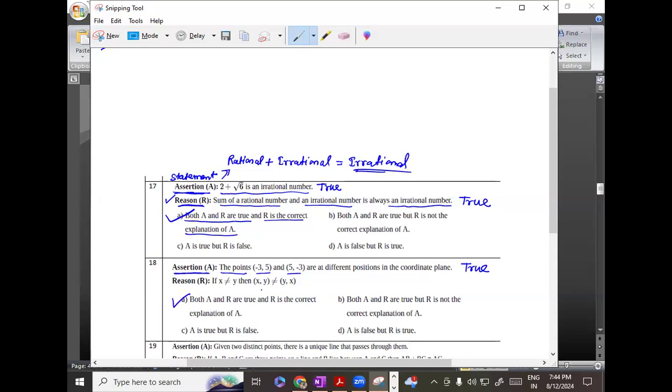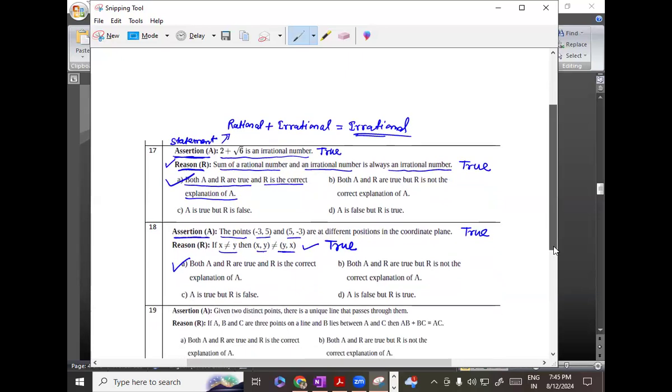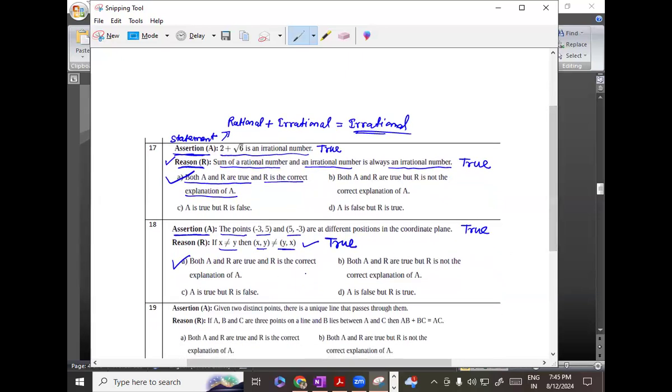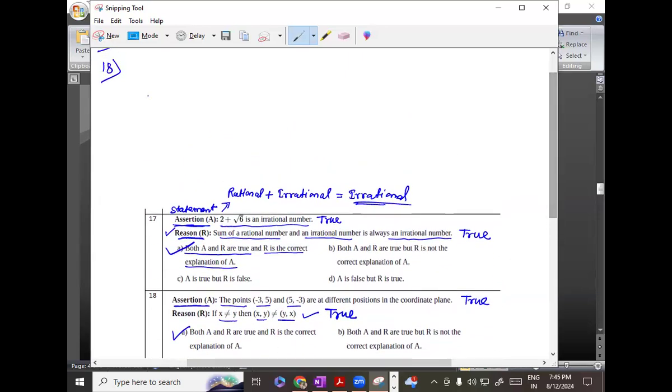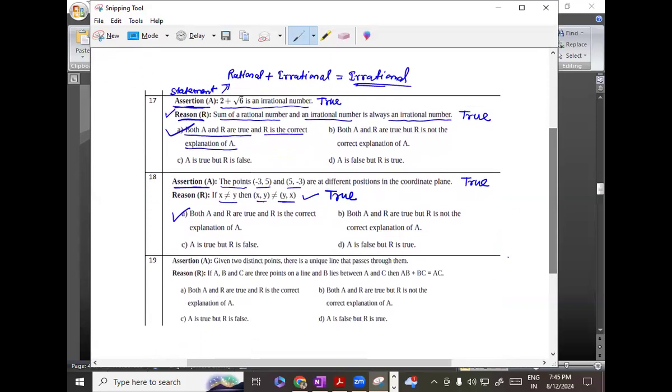Yes, sir. Why? Because here X is not equal to Y. Because here -3 and 5. It means both points are not equal to each other. This is correct. It is also a correct explanation of the assertion. Reason is the correct explanation of assertion, right or not? Yes, sir. Then we can write 18 A and write the statement, okay? Then we can try 19.